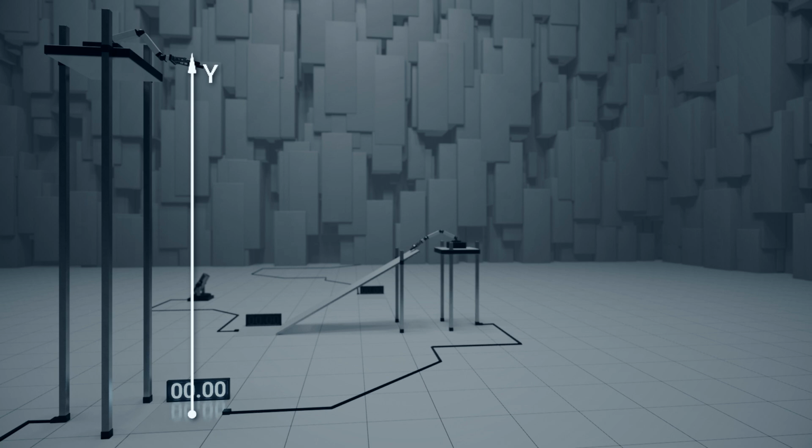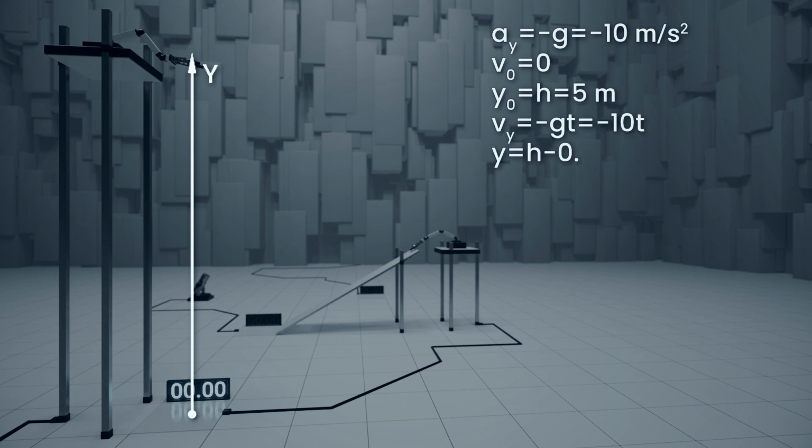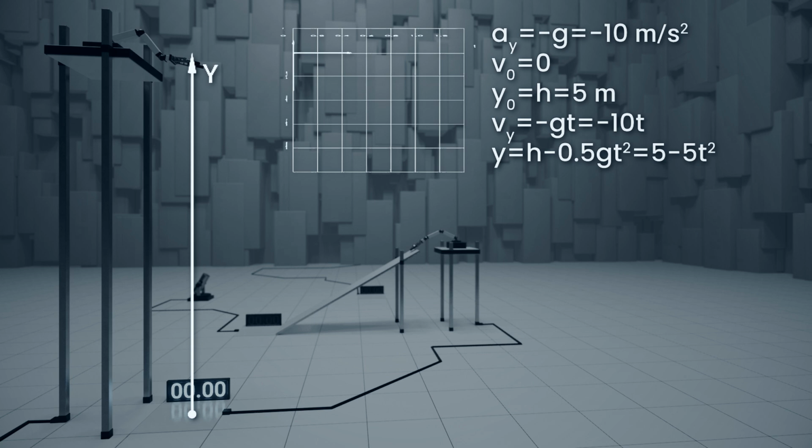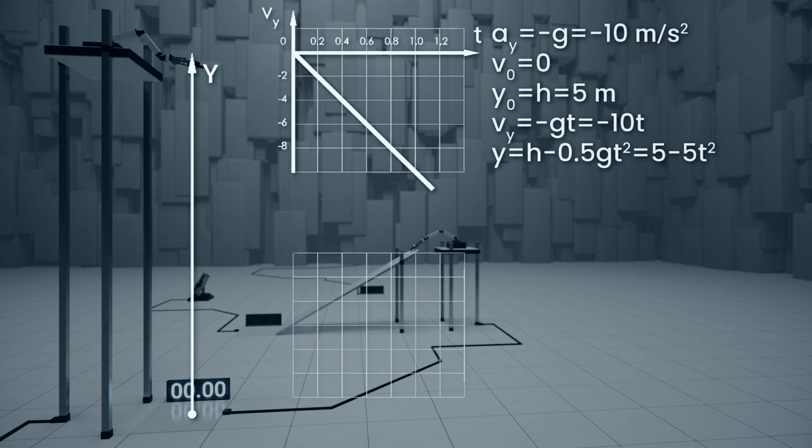In this system, the acceleration is directed opposite to the y-axis, so its projection is negative. However, its magnitude is still equal to g. The initial velocity is still 0, and the initial position is 5 meters. With these conditions, the equation of motion takes the following form. Graphically, they can be represented as follows. From the motion equations, we now see that after 1 second, the object's position is 0.